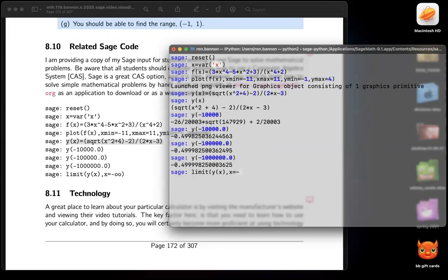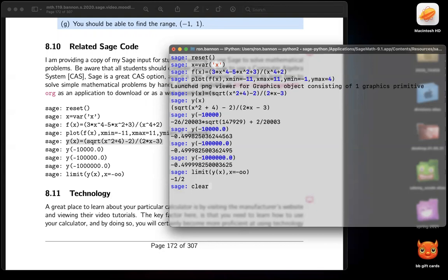Now, this looks strange. It's minus, it's actually the infinity symbol. That's supposed to look like minus infinity. That's a problem. A lot of people look at that and it doesn't look like minus infinity at all, but it's supposed to. All right? And what does it say? Minus 1/2. Well, you know what? Sage can do limits, and that's nice to know. It can do a limit.